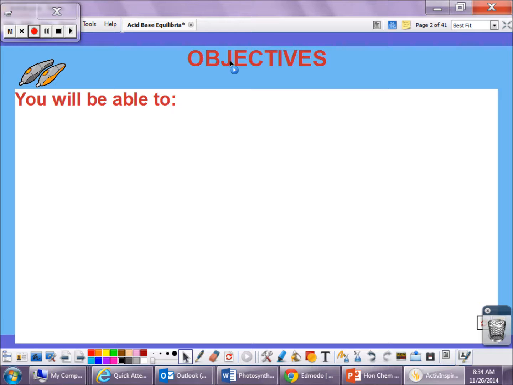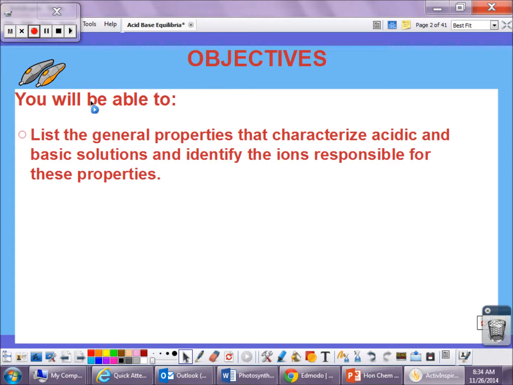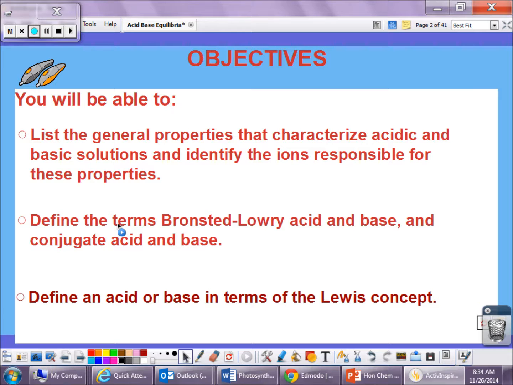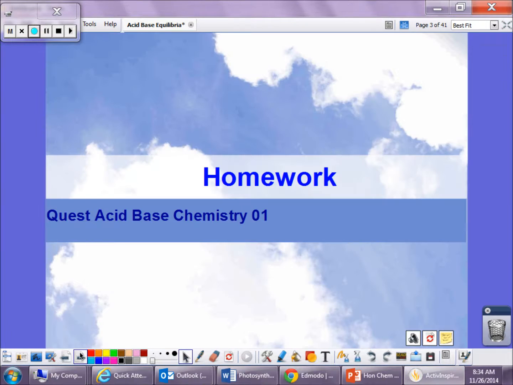The objectives: we will be able to list the general properties that characterize acidic and basic solutions and identify the ions responsible for these properties. We will define the terms Bronsted-Lowry acid and base and conjugate acid base pair. We will define an acid or base in terms of the Lewis concept.